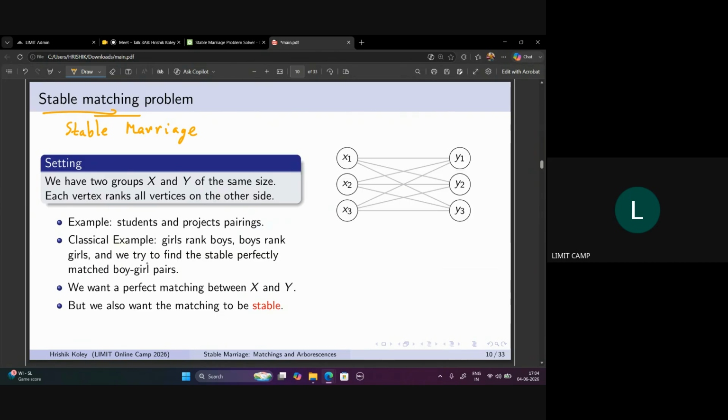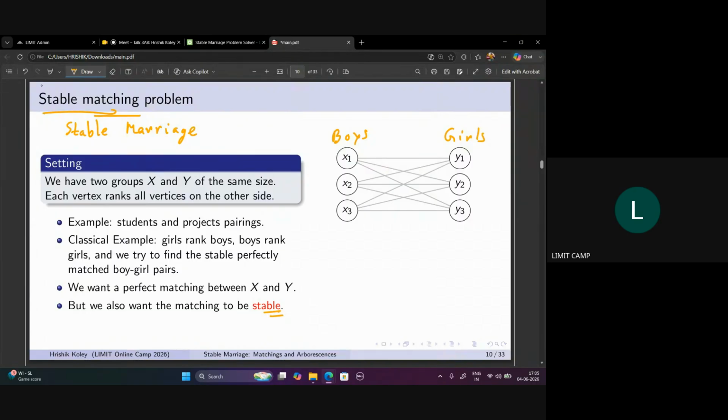So yeah, from there, consider this to be a set of boys and this to be a set of girls. Now, each boy has a preference order of all the girls. And mind you, each boy ranks all the girls and each girl ranks all of the boys. Now, what we want is to make a perfect matching in which we match boy-girl pairs. And we want this matching to be stable.